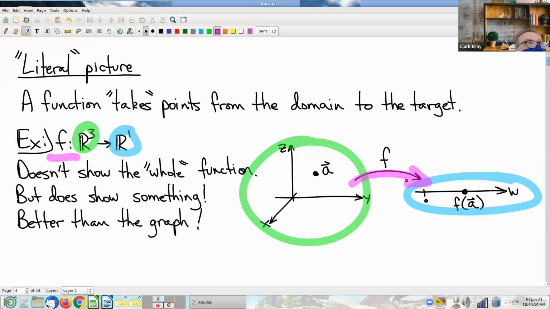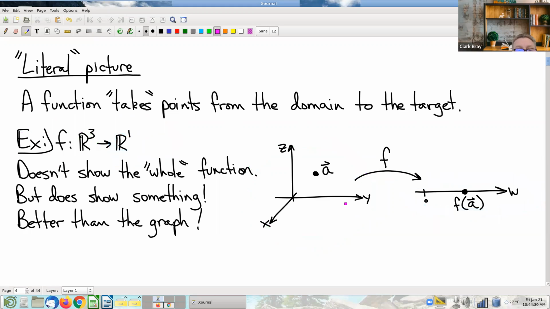Okay, is everybody with me so far? So for this function here, if you're looking at a function from R3 to R1, if you had to choose between the graph and this literal picture, you take the literal picture because there is no graph. Okay. All right, now downside. Yeah, it doesn't show the whole function like the graph would. True. Disappointing. Can't help it. It does give you something, right? You've got to give me, it is a picture. I can see something. I can see that this point goes to that point.